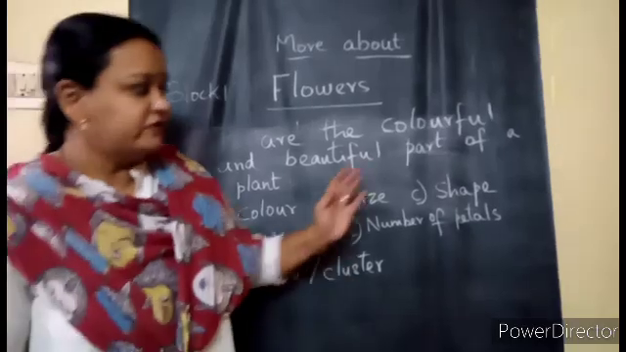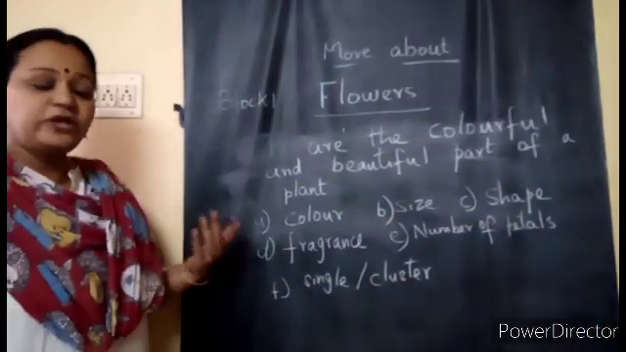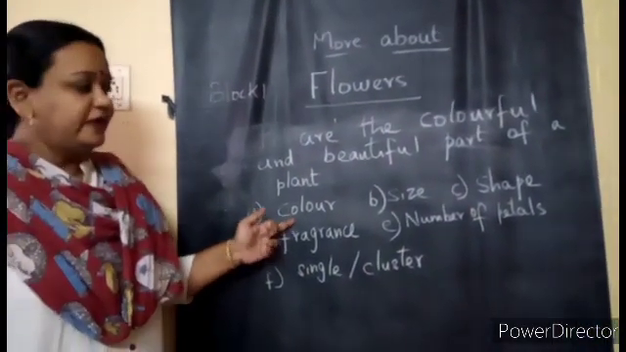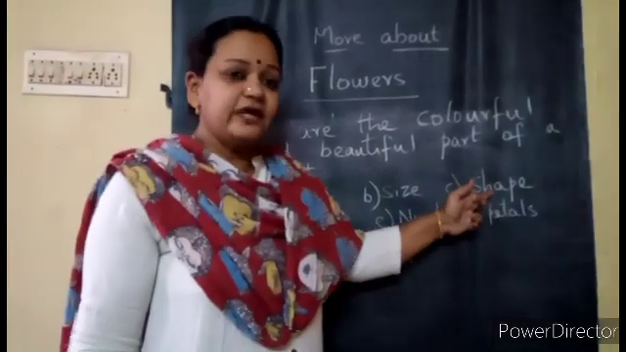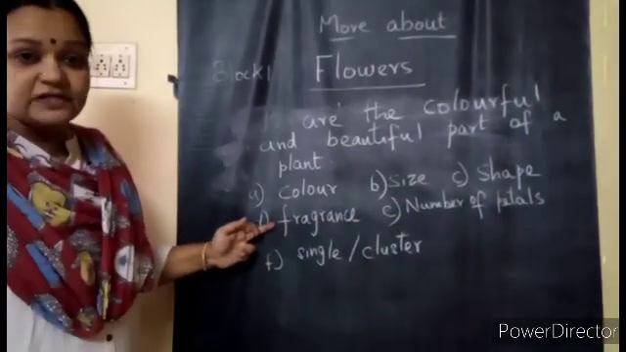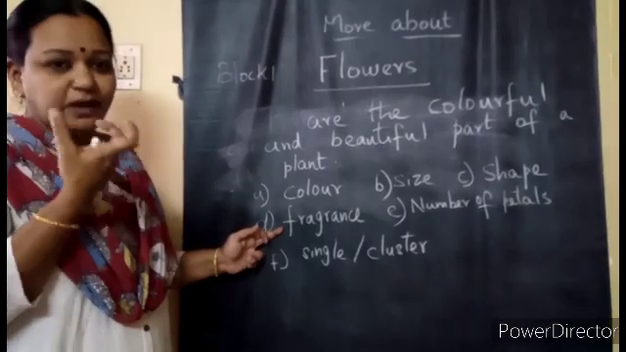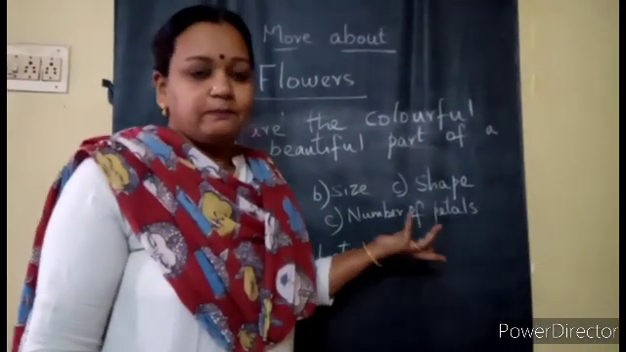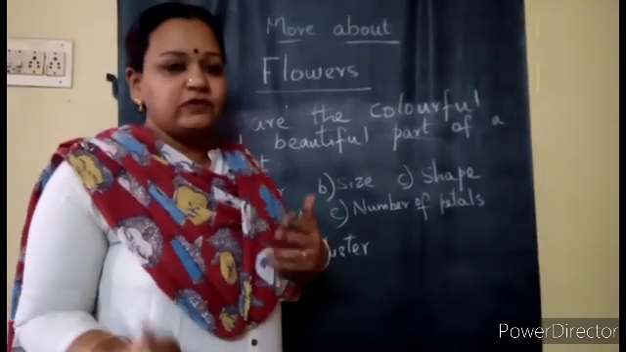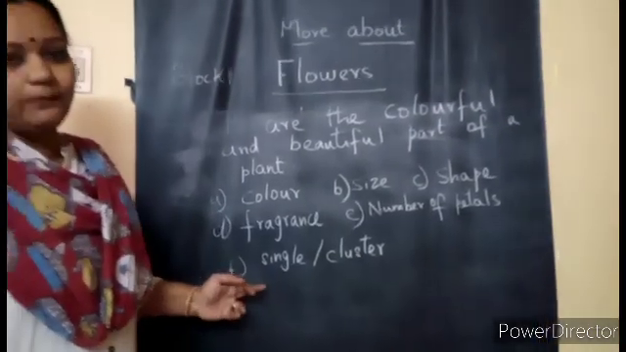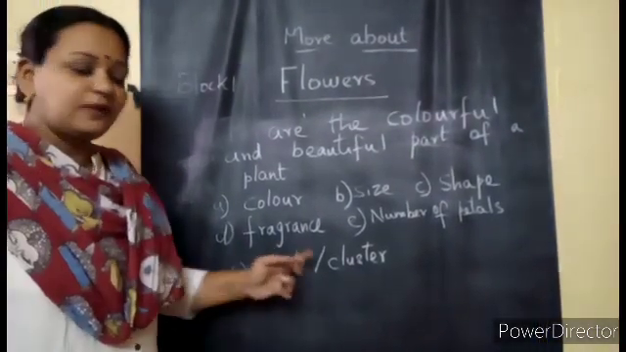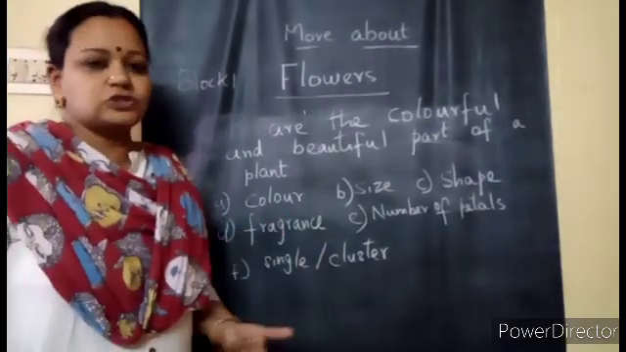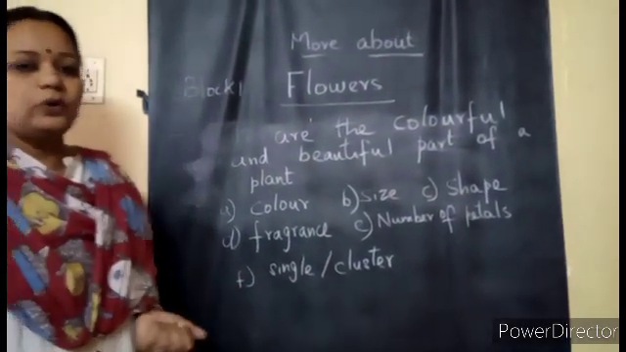Yes, children, so flowers differ in many ways. How do they differ? They differ in color. They differ in their sizes. They differ in shape. They differ in their fragrance. Fragrance means what? The smell, the good, pleasant smell they have. And they also have a different number of petals from one flower to another, and they bloom as a single flower, or sometimes they are found in a group called a cluster of flowers. That is what we are going to learn.